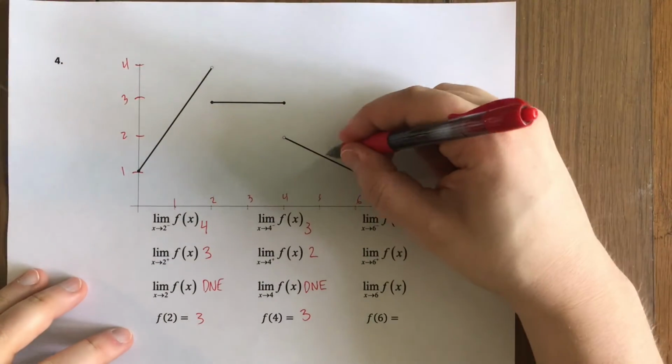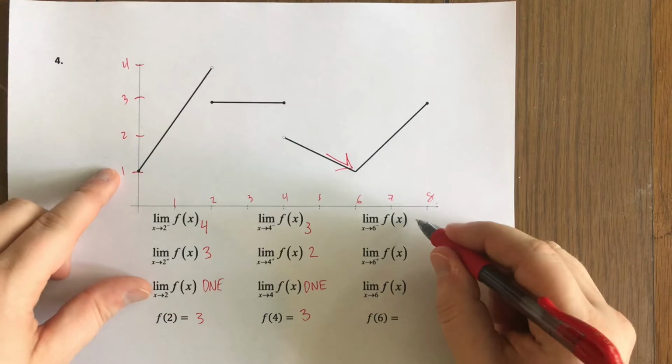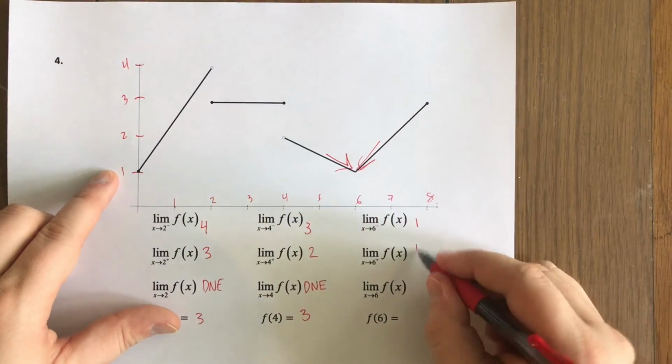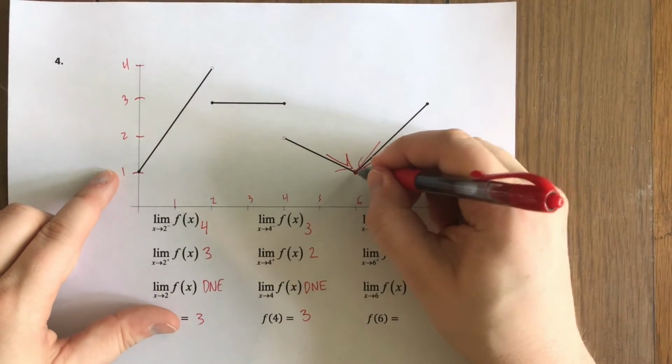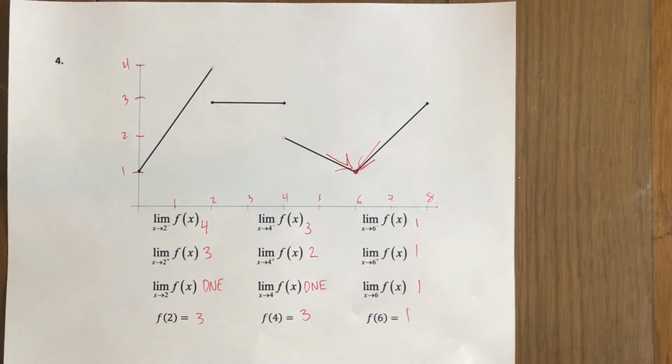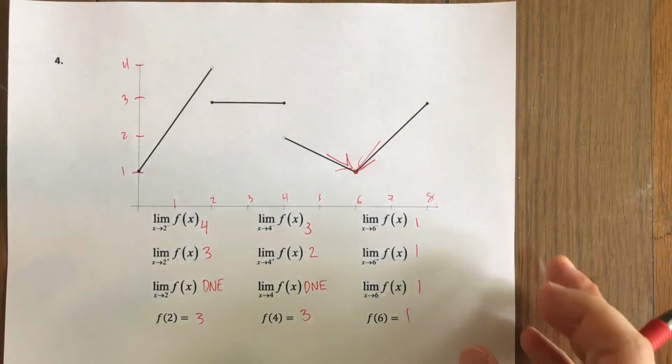For 6, from the left-hand side, it's approaching this height of 1. From the right-hand side, it's approaching a height of 1. So those are the same number, so the actual limit is 1. And because there's a nice filled-in point there, f of 6 actually equals 1 as well.